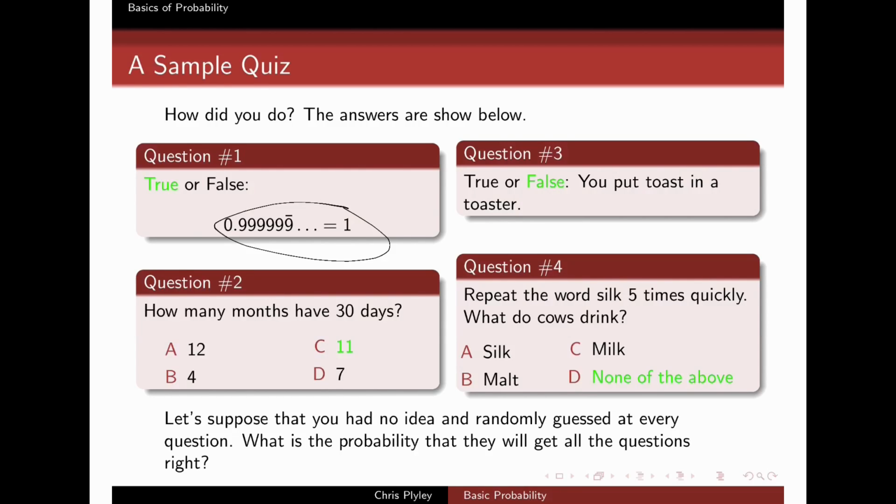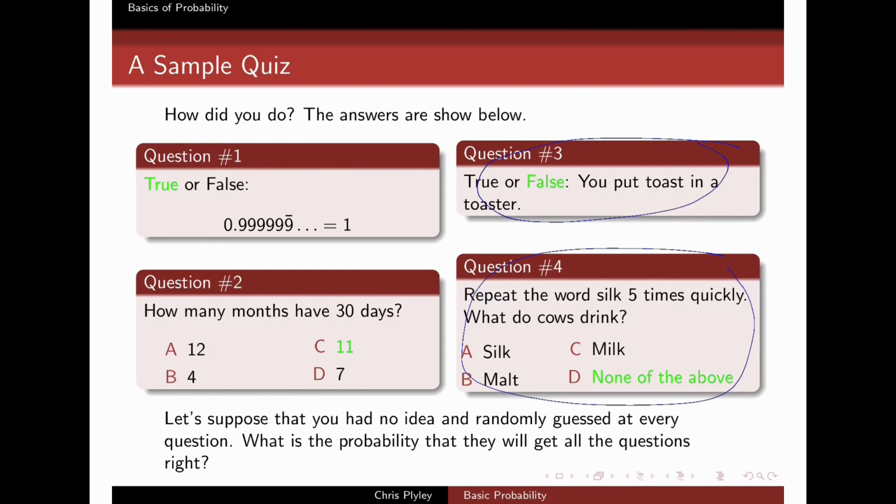Question 2, how many months have 30 days? 11 months have 30 days. Even those months with 31 days, they have 30 days in them, don't they? Is that tricky? Maybe, but this is just for fun. True or false, you put toast in the toaster? I hope not, because if you put your toast back in the toaster, it will burn. And the last question, what do cows drink? Cows drink water. They don't drink any of this stuff.